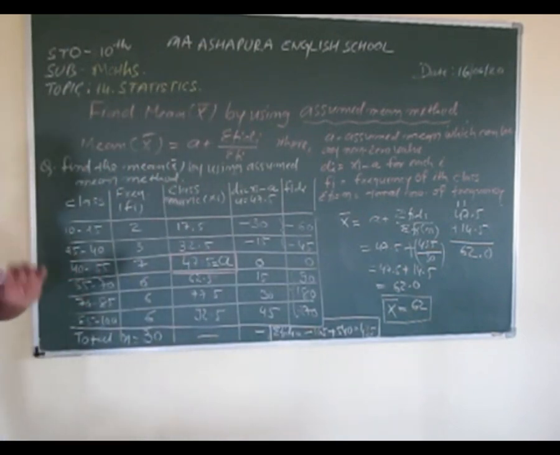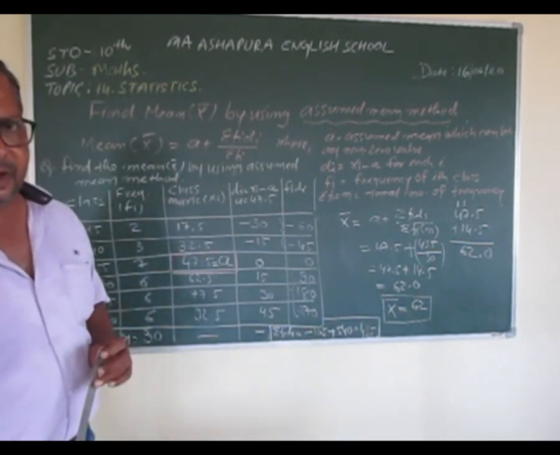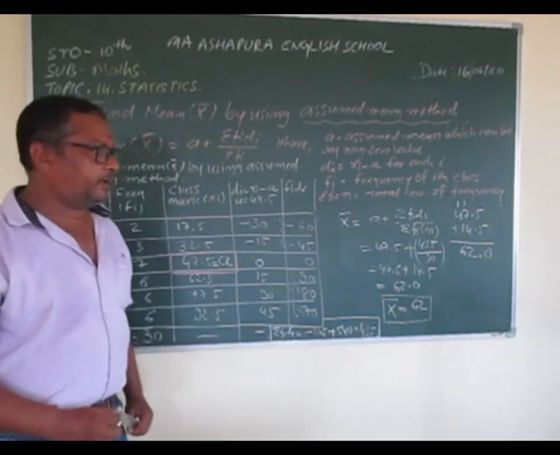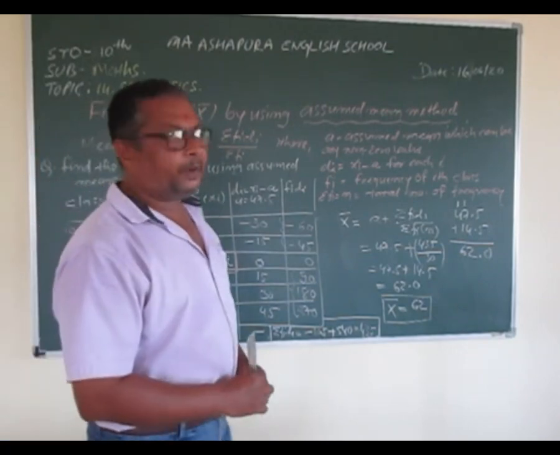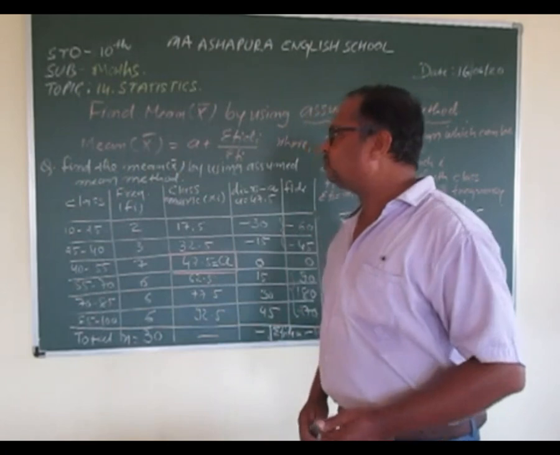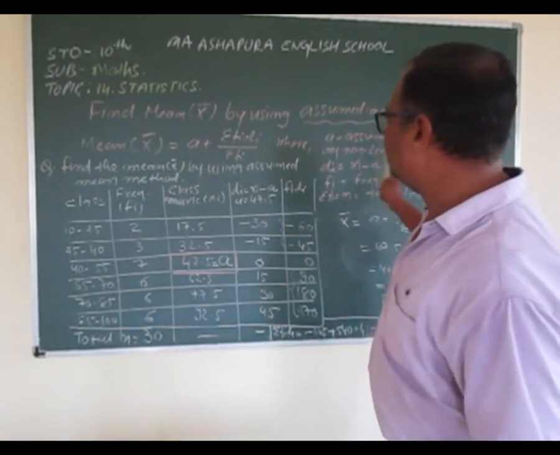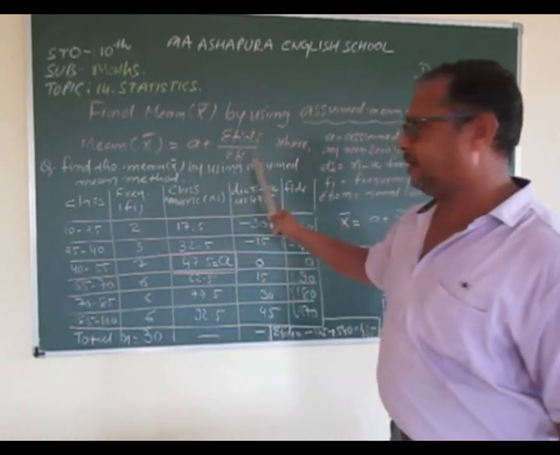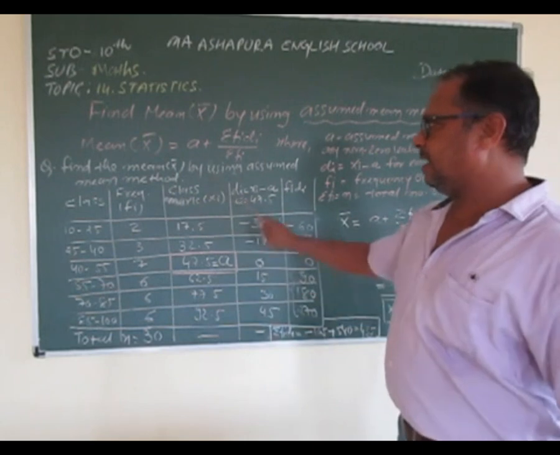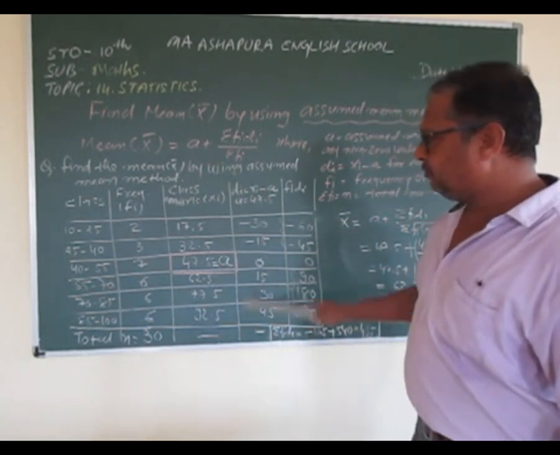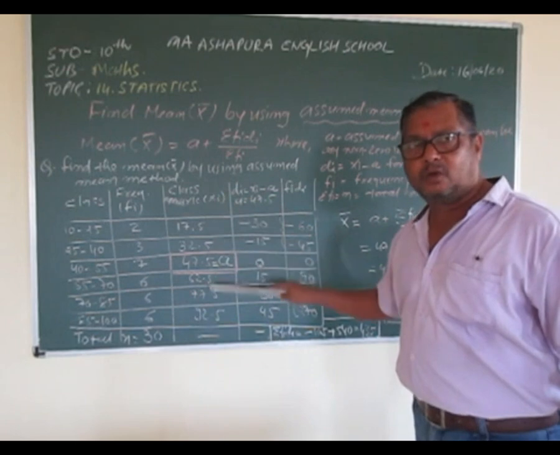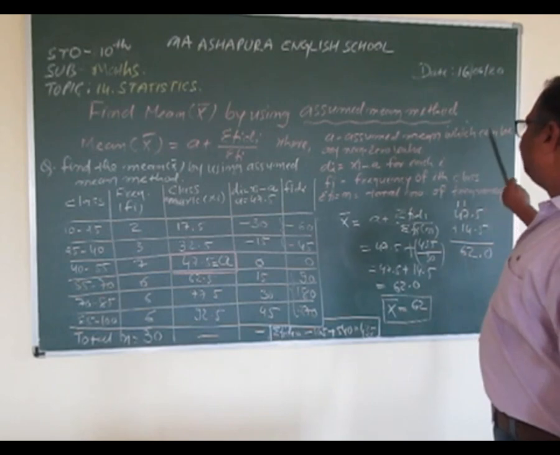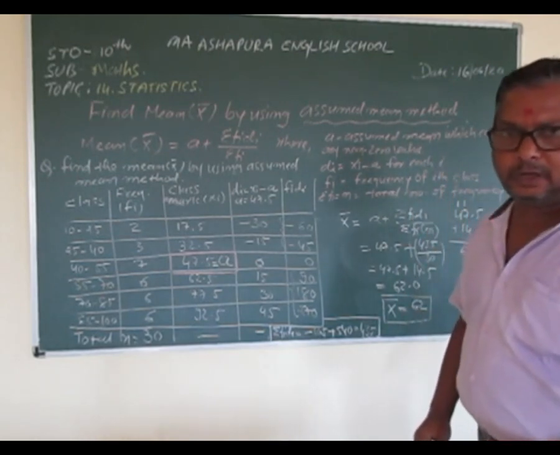I hope so. Dear students, you understand very well the second method, using the assume mean method to find the mean. Once again, I repeat some important points. First one, to find the mean by using the assume mean method, our formula is x bar is equal to A plus sigma fi di upon sigma fi. Here A is called the assume mean, which is selected from the class mark column. But remember one thing, here assume mean can be any non-zero value.